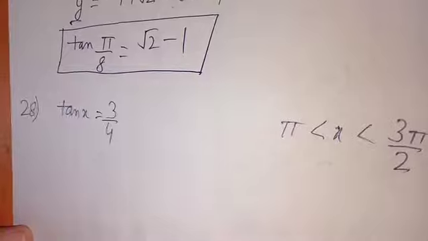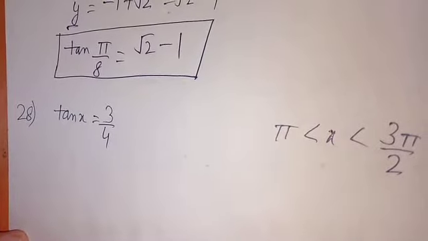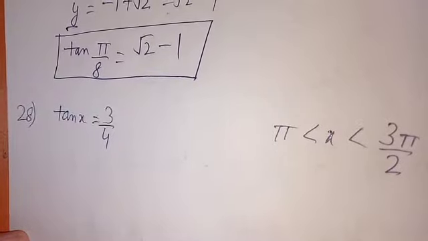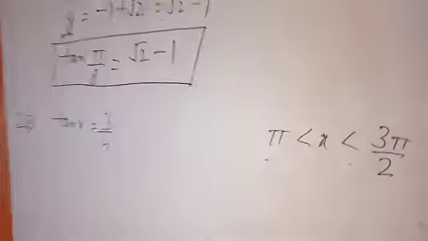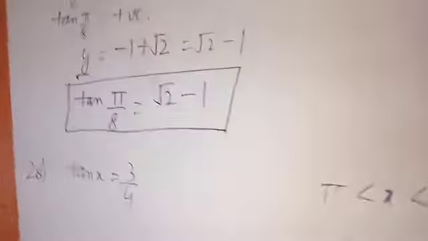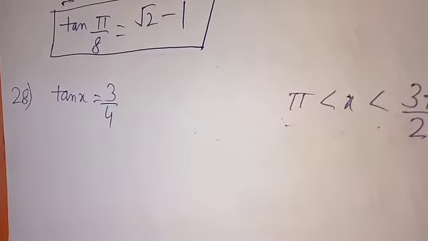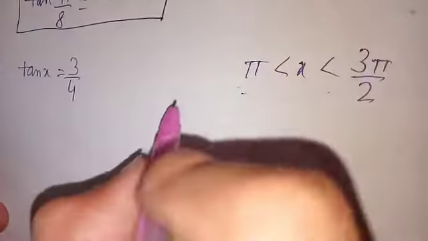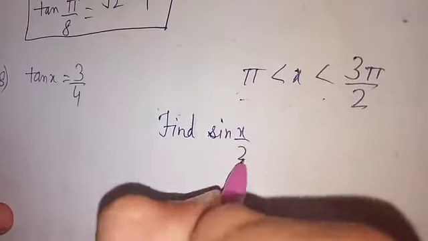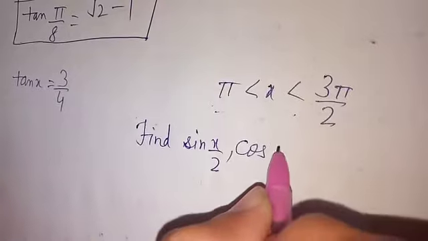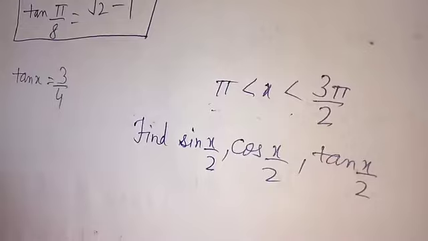Okay. That means this lies in the third quadrant. Okay. And they are saying to find the values of sine x by 2, cos x by 2 and tangent x by 2. We have to find sine x by 2, cos x by 2 and tangent x by 2. Okay.